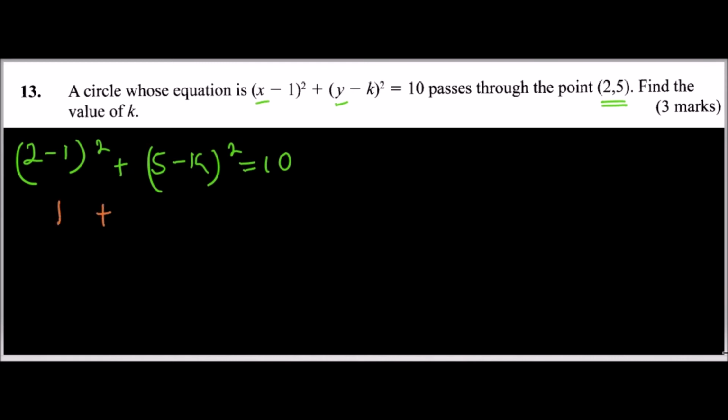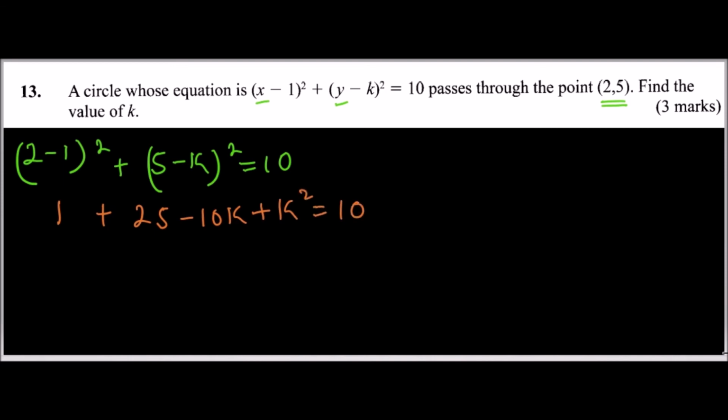in our equation. So x is 2, so we say (2 minus 2) squared. You just replace 2 there and replace 5 there, plus (5 minus k) squared equals 10. With that, 2 minus 2 is 0, and 0 squared is 0. Plus, when you expand this, that will give you 25 minus 10k plus k squared. You did that in form 2. That equals 10.